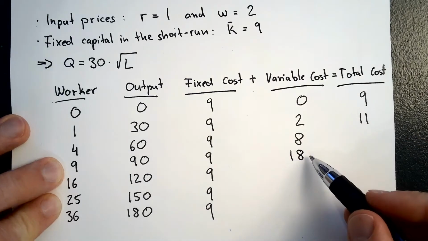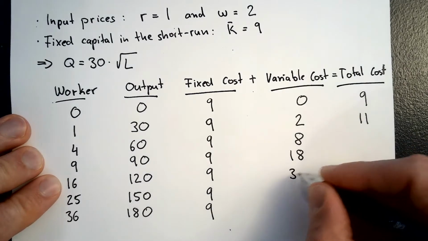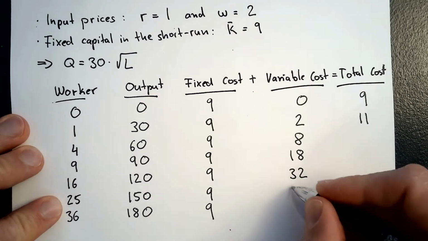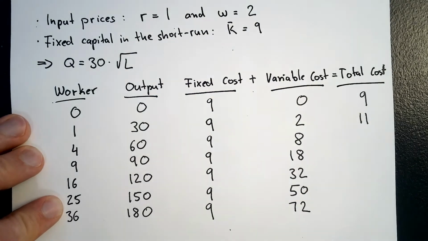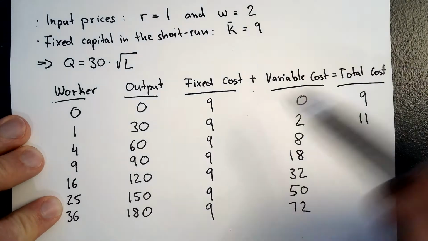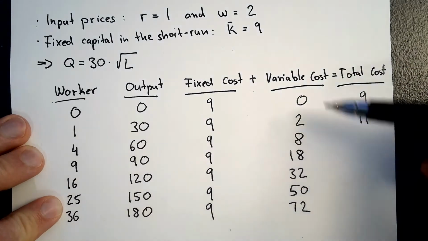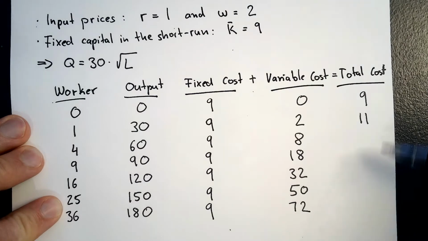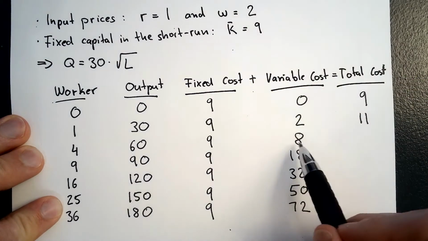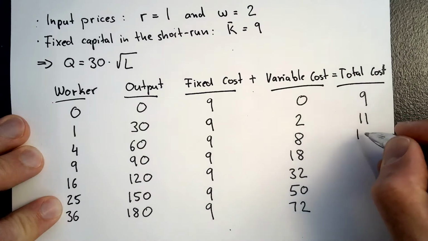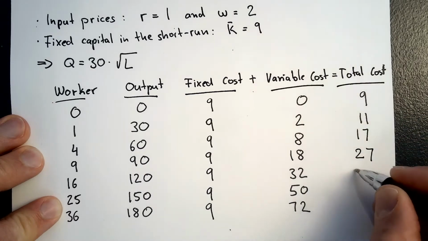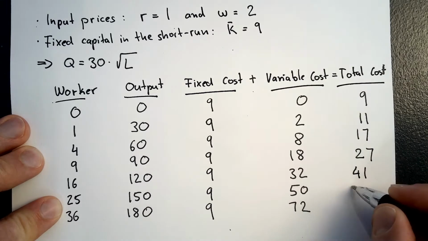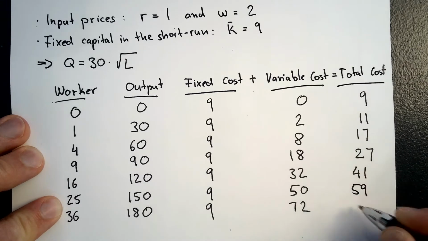If we are employing 16 workers, it costs us 32, 50, and 72. Okay. And now we can see that because we have the fixed cost and we also have the variable cost, we can now calculate the total cost, which is 9 plus 8 is 17, 27, 41, 59, and 81.